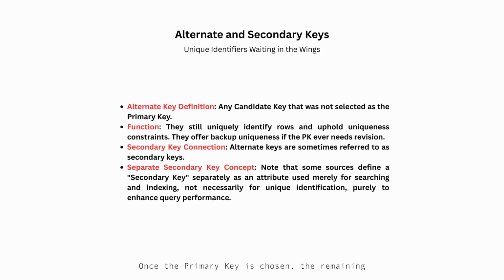Once the primary key is chosen, the remaining candidate keys become alternate keys. They still maintain uniqueness and can step in if the primary key ever changes. For example, employee ID might be your primary key, but email can serve as an alternate key. Still unique, still reliable. Sometimes a secondary key is used for fast search indexes even if it doesn't guarantee uniqueness.